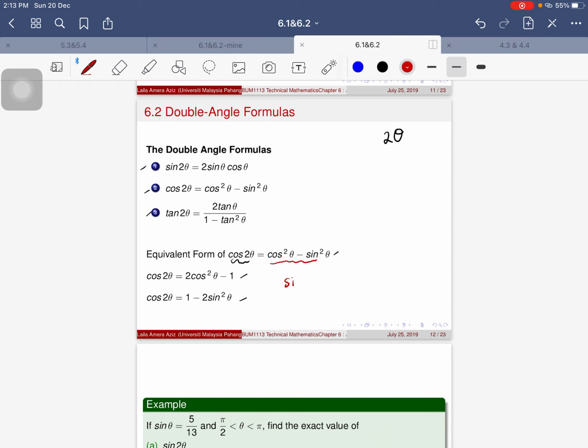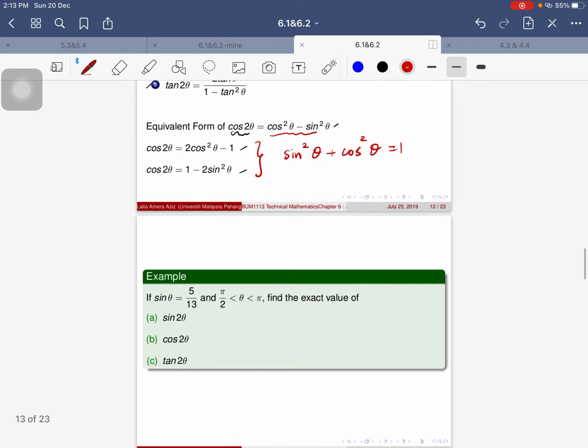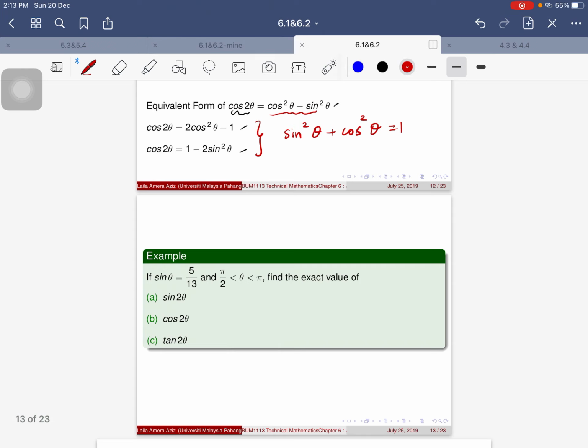They are derived from this formula, and by applying the identity, the fact that sine square theta plus cos square theta is equal to 1, you can come out with these two formulas. So that is how we come up with all three forms.